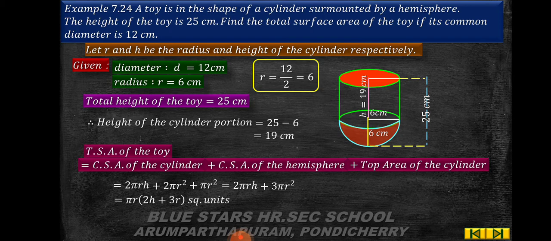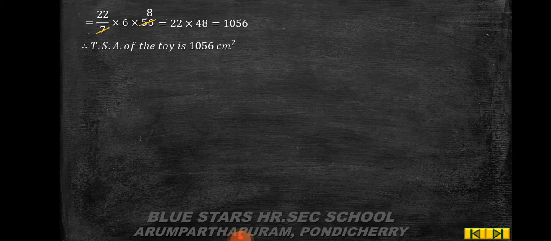So pi r into 2h plus 3r square units, which is equal to 22 by 7 into 6 into 2 into h value is 19 plus 3 into 6, which is equal to 22 by 7 into 6 into 38 plus 18, which is equal to 22 by 7 into 6 into 56. So cancelling 7 and 56, you get 8 times, which is equal to 22 into 48, which is equal to 1056. Therefore, the TSA of the toy is 1056 centimeter square.